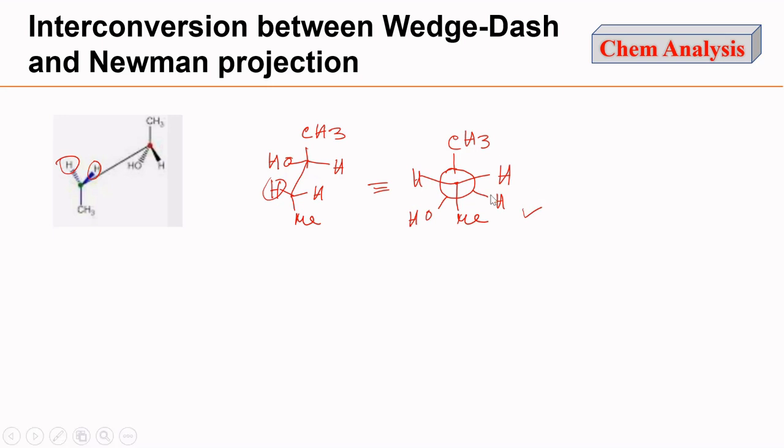So this is the staggered conformation of the structure in Newman projection. If you want to convert it to eclipsed conformation, then you can rotate any of the carbon atoms. Now let's see another example.